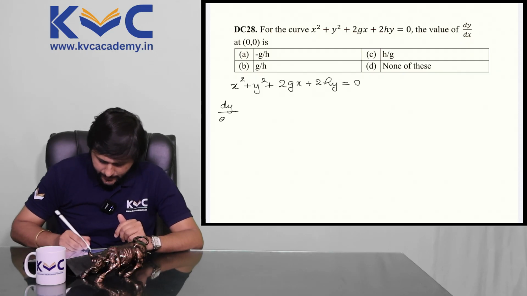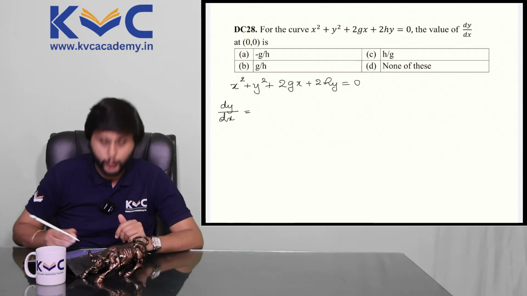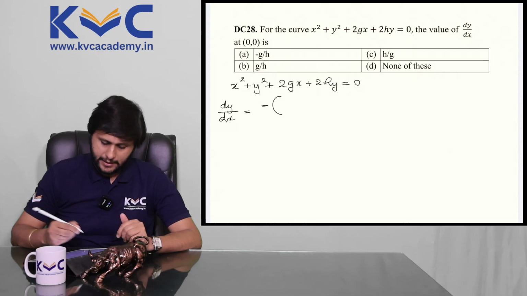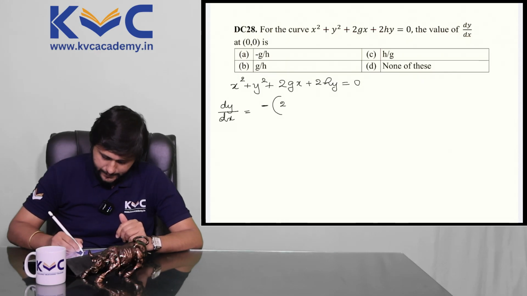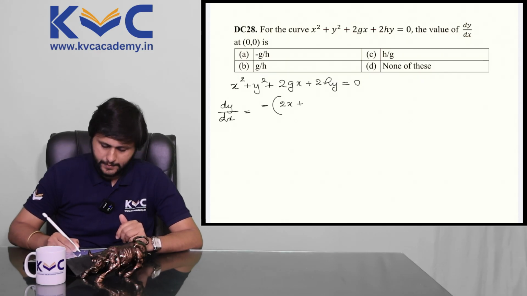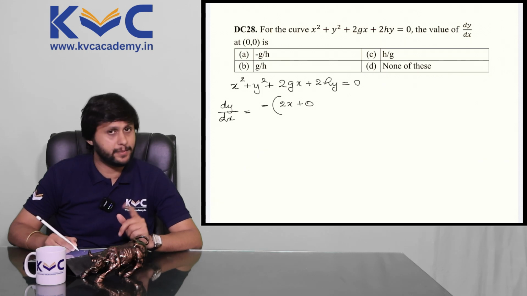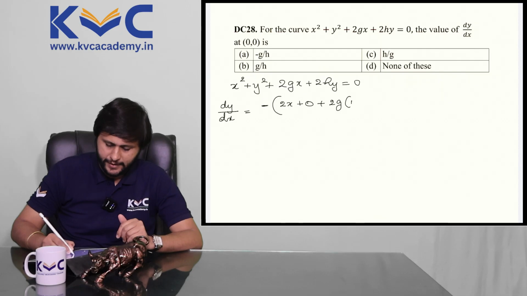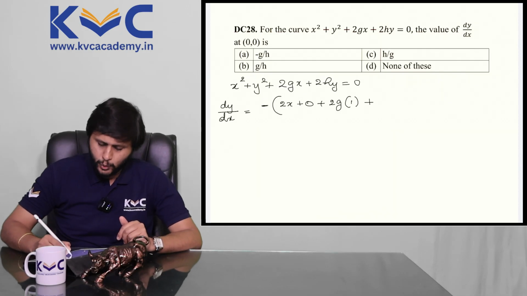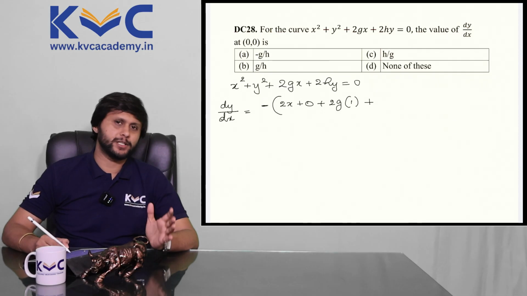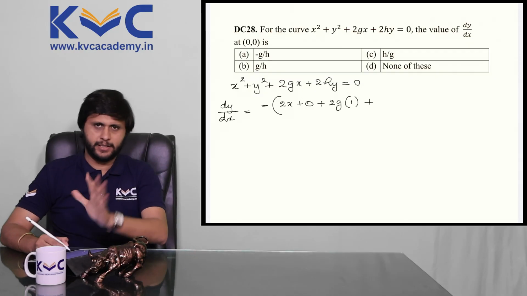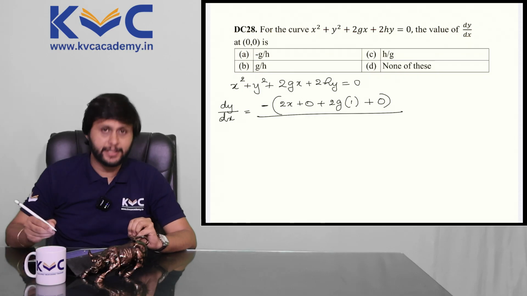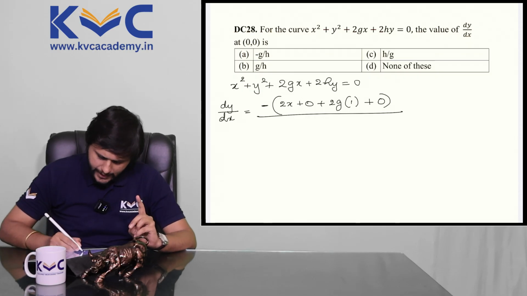Next step, dy by dx equal to minus sign outside, differentiate with respect to x. Differentiation of y square will be 0, plus 2g is constant, differentiation of x is 1. 2, h and g, all three are constant. Constant into constant into constant is a constant. Differentiation of constant is 0, all divided by x square.